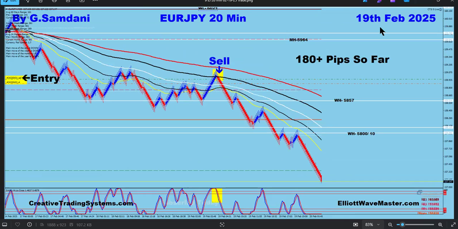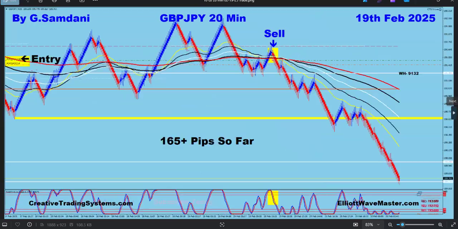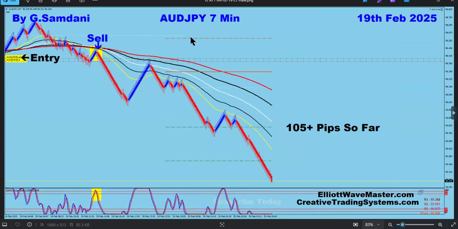So euro yen again, you can see here on the 19th, the sell order is right there. And this one, for example, the arrow is not there, so this was taken manually, right? For 180 pips. And then you can see this one was taken by the EA. The little arrow is there, and the sell order goes all the way down for 165 pips. Then again, Aussie yen also going down. The EA is right there, the arrow is right there, all the way to the downside for 105 pips.